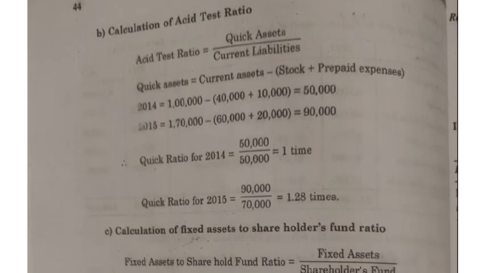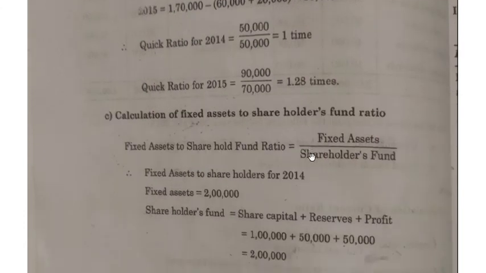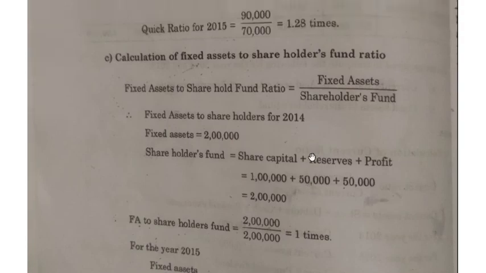Now calculation of the next ratio, they have told in the question to calculate the asset test ratio. Asset test ratio, the formula is quick assets divided by current liability. Quick assets formula is current assets minus stock plus prepaid expenses. So respectively for each year we will minus the stock and prepaid expenses. So we get 50,000 and 90,000 as quick assets. So 50,000 divided by 50,000, which is your current liability, remains the same. So it is 1 time for 2014 and 1.28 times for 2015.